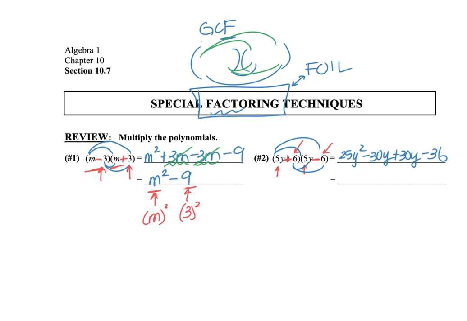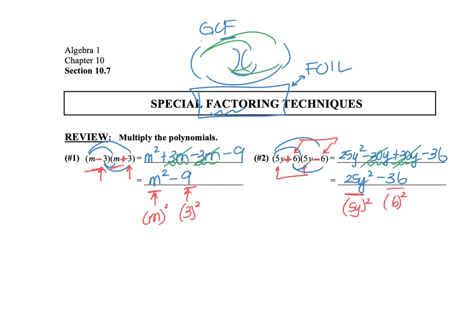What happens here? The exact same thing. Those middle terms are identical, but they're opposite, so they cancel out, and that leaves me with a 25y squared minus 36. And just like the last time, to get this 25y squared, really, I'm just taking that first term, 5y times 5y, I'm squaring that, and to get this 36, I'm taking that 6 times 6 and squaring that. And so that pattern continues.